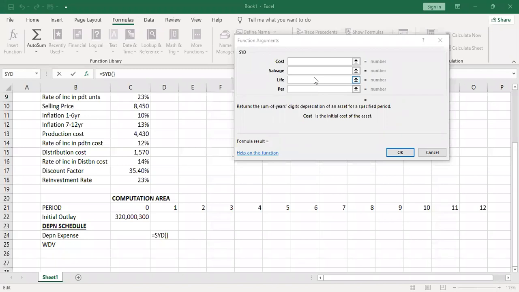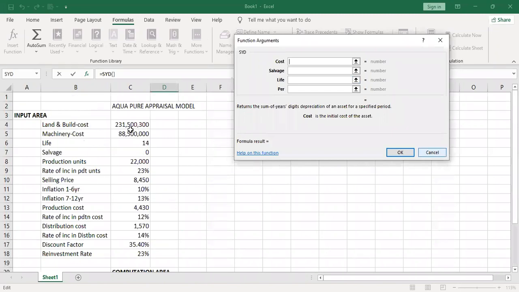WDV is written down value. Written down value equals cost minus accumulated depreciation. Now cost, go and click on machinery at cost, which is 88,500,000. And we are going to calculate depreciation for only one period, and then we are going to autofill.